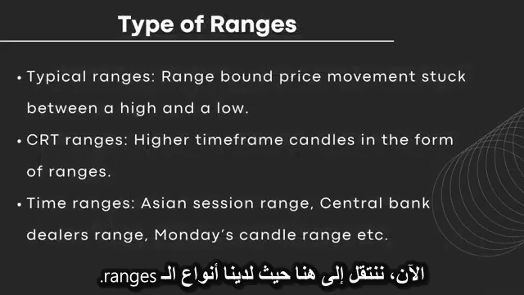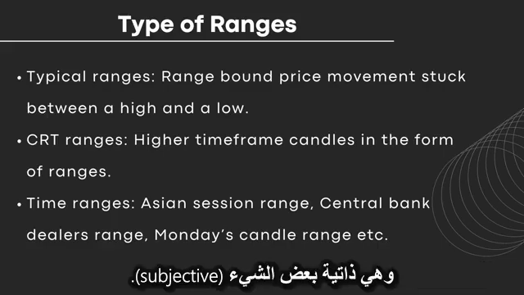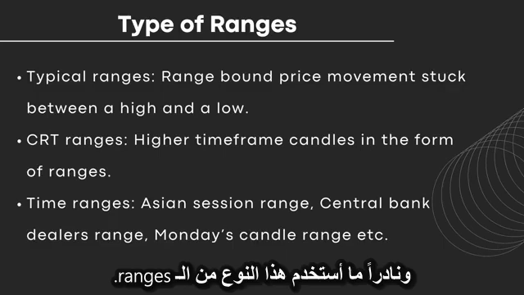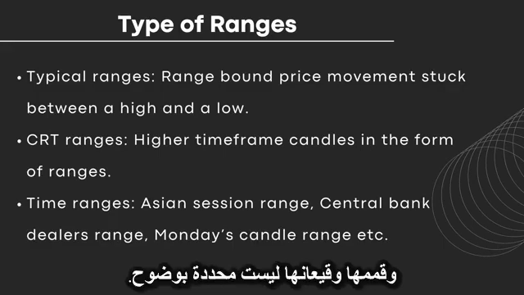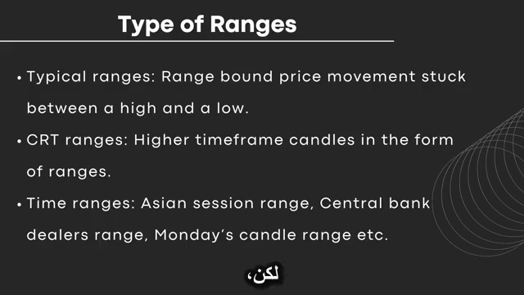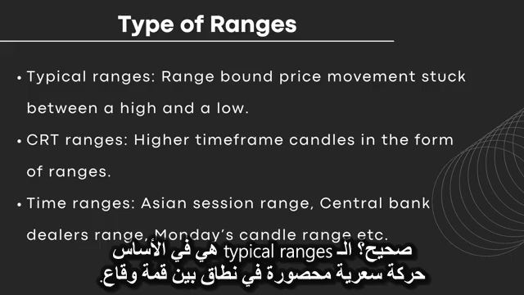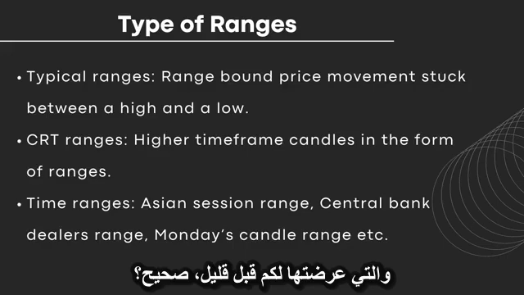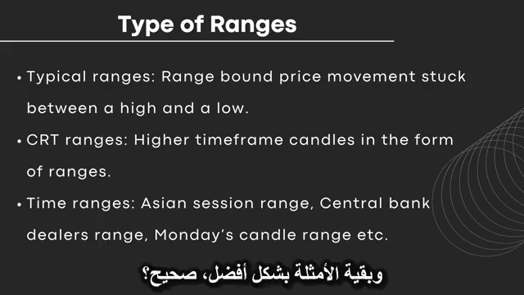Now moving on, here we've got the types of ranges, right? The first one we've got is the typical ranges, which are a bit subjective, and I rarely ever use these types of ranges because first of all they're subjective and their highs and lows are not clearly defined, but it's necessary to be aware of their structure and dynamics, right? Typical ranges are basically range bound price movement stuck between a high and a low, which I just showed you earlier, right? And knowing about typical ranges will help you understand the rest of the types and the rest of the examples even better, right?